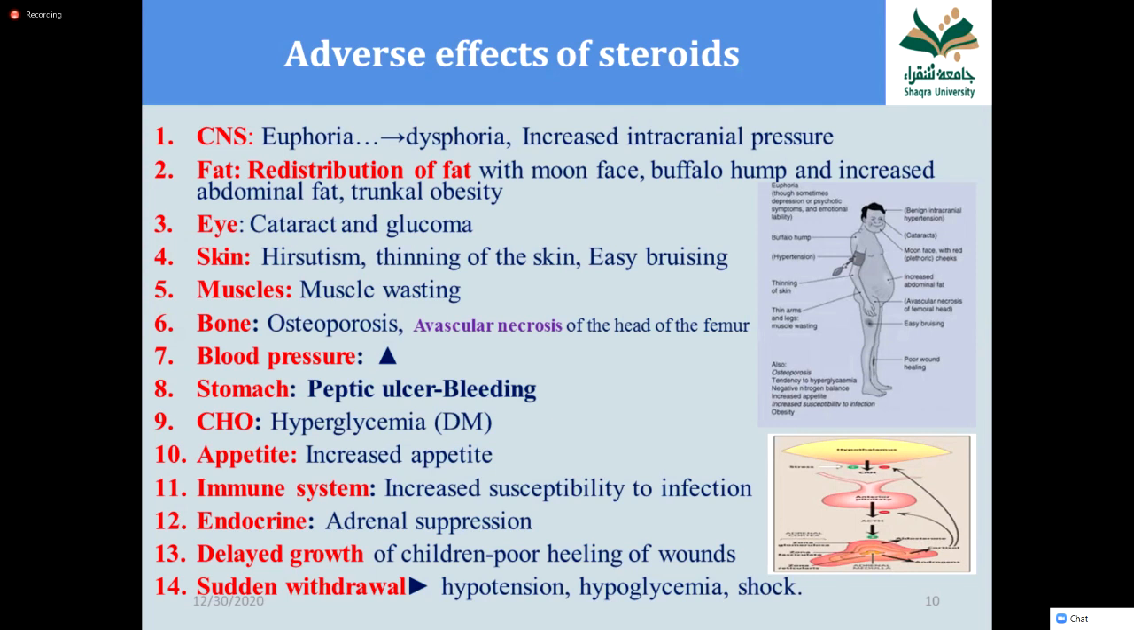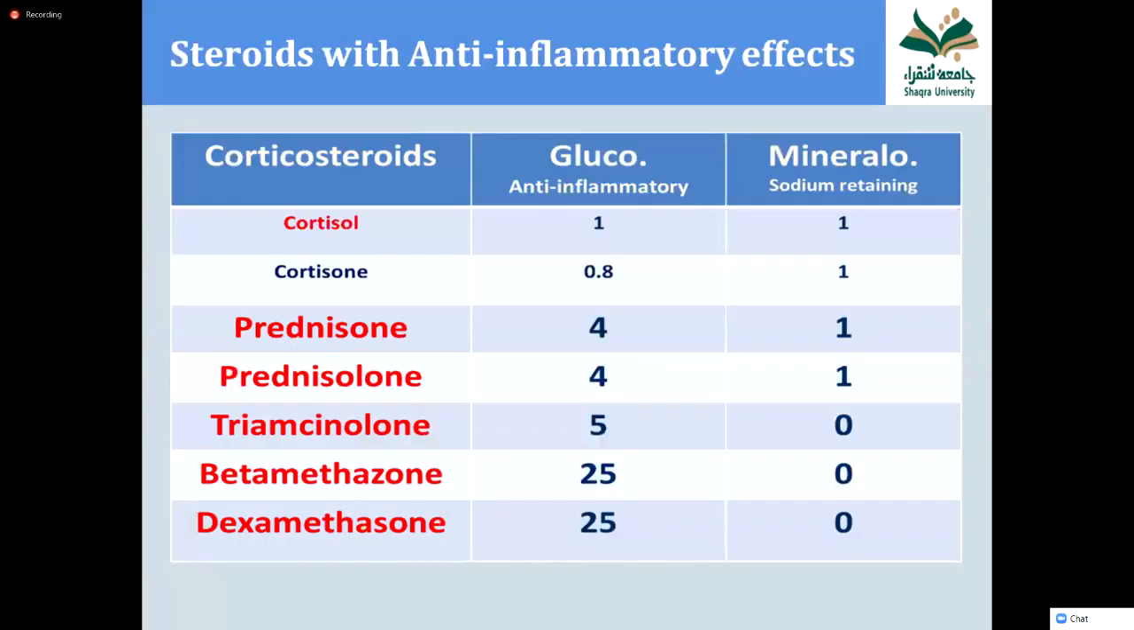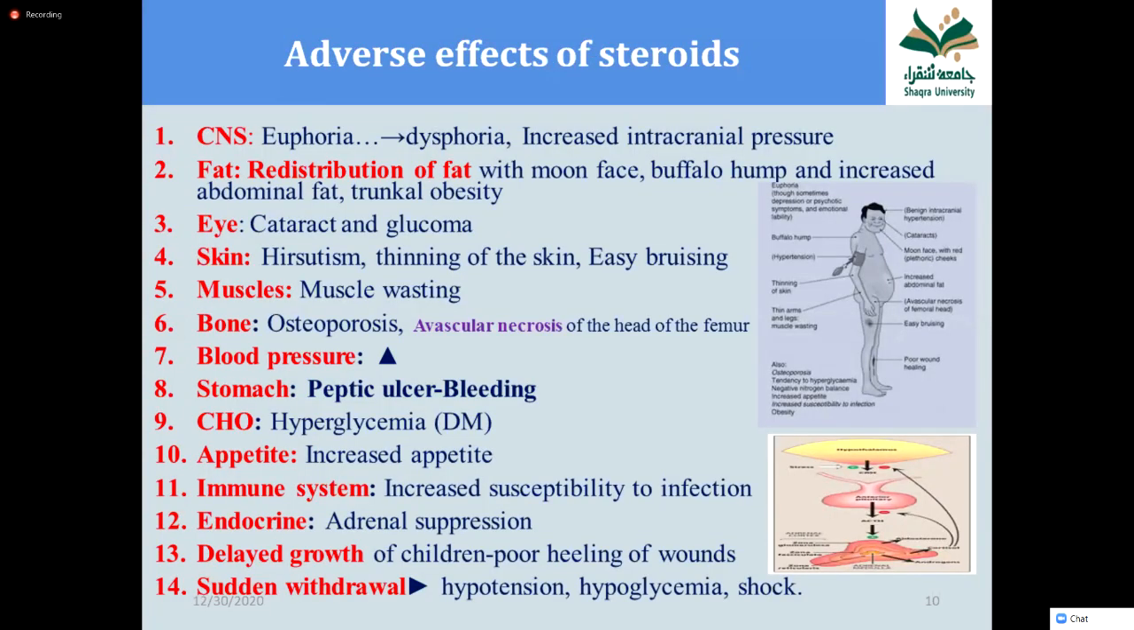Skin, it may lead to hirsutism, thinning of skin, easy bruising, muscle wasting due to prolonged use, and myopathy, then bone osteoporosis, especially the avascular necrosis of the head of the femur, then increase in blood pressure, increase in peptic ulcer and bleeding. It may lead to hyperglycemia because of effect on the carbohydrates. It may increase the appetite because of suppressing the effect of satiety hormone, that is leptin.